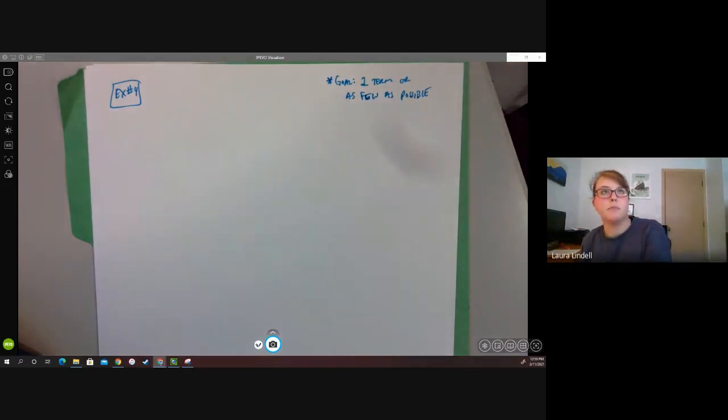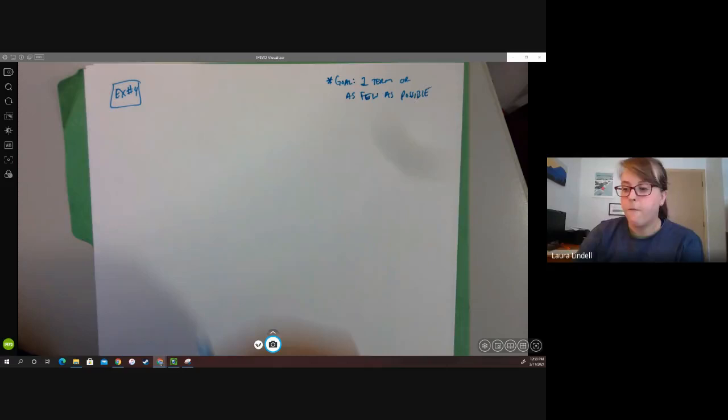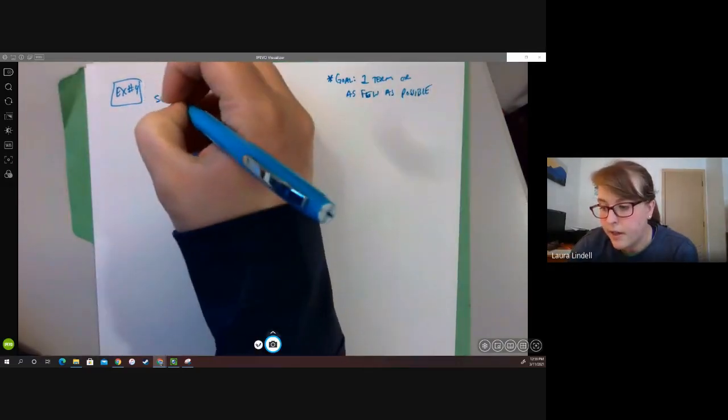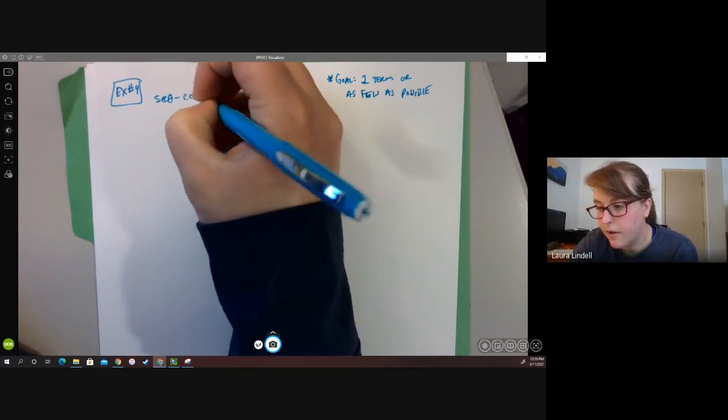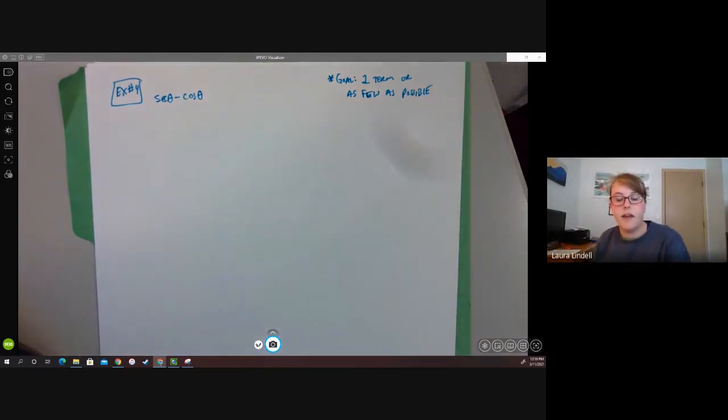Few terms as possible. So for our first one here, we're going to do secant theta minus cosine theta. And we're going to try to simplify that down to as few terms as we can.